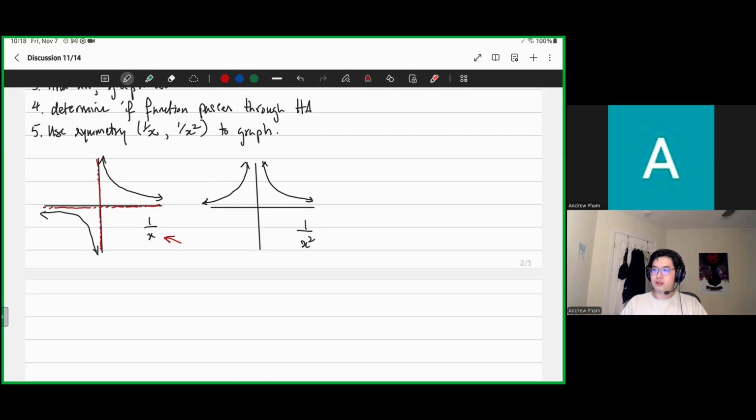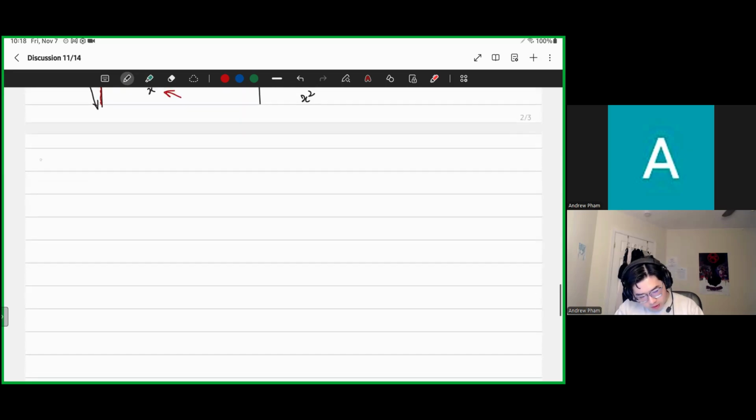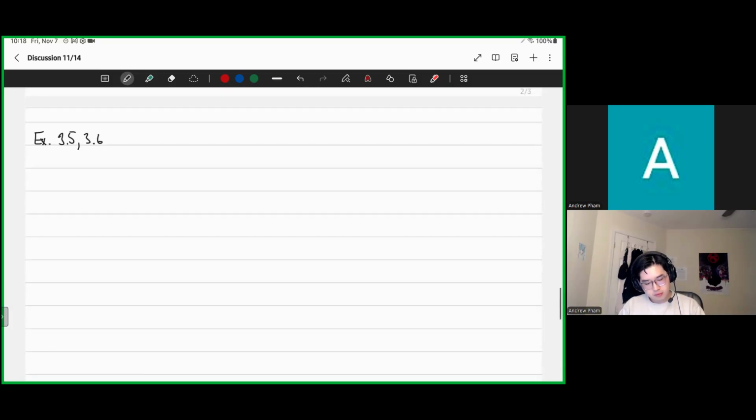Okay, so let's try to go through some examples. The first example for 3.5, 3.6 is the following. We're going to graph f of x is equal to 2x squared over x squared minus 4. Okay, so what does this look like?